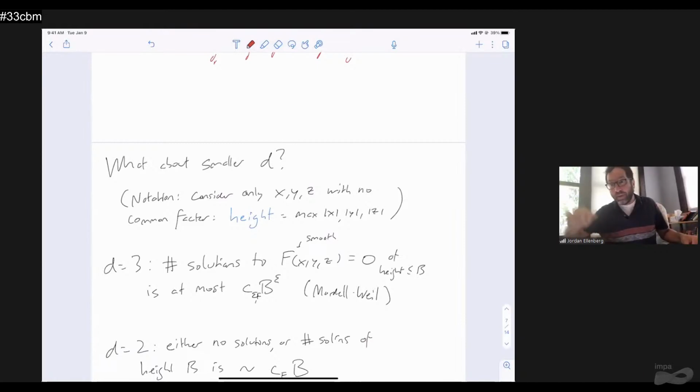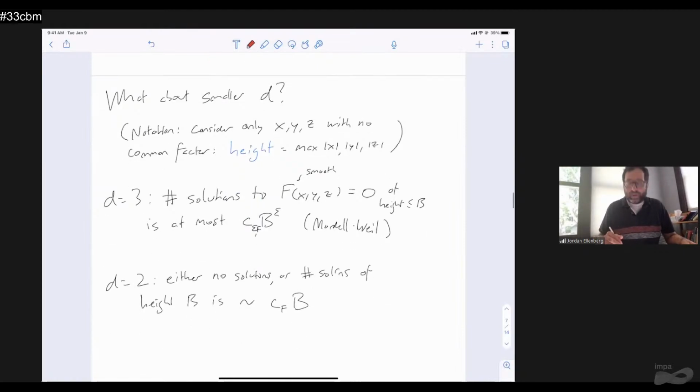There's B cubed of them. Remember, we did that before. But the number of them that can be solutions to this equation is at most B to the epsilon. By the way, here I feel like I'm using a little bit of analytic number theorist notation. So if you're not used to this kind of statement, what this means is that for every epsilon greater than 0, there exists some constant which depends on epsilon and also on f, such that the number of solutions of height less than B is this. So another way to say this would be it grows more slowly than any power of B.